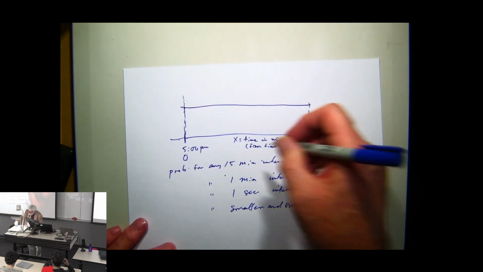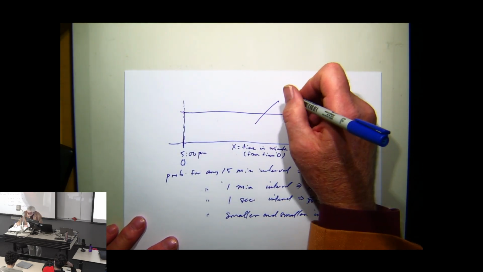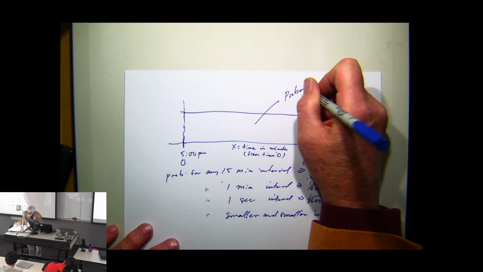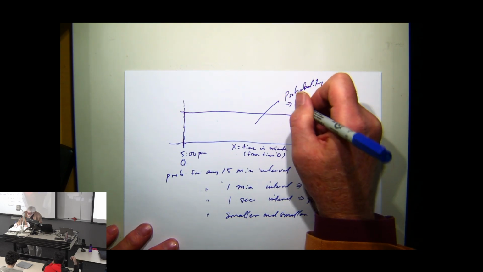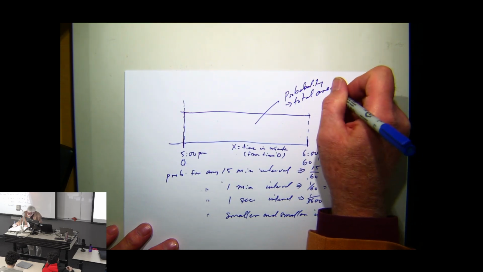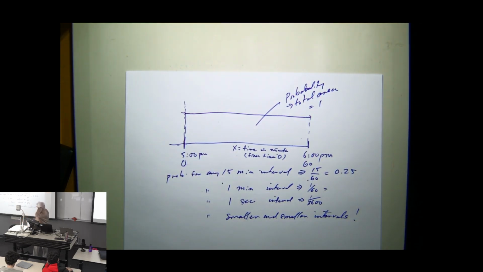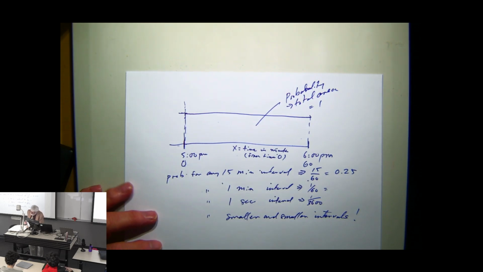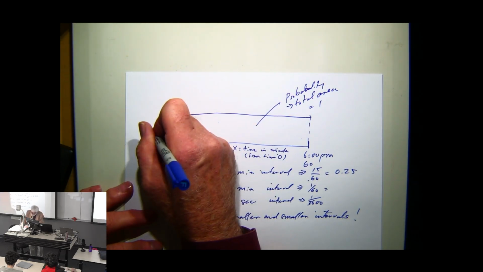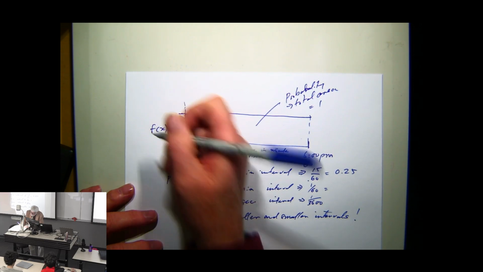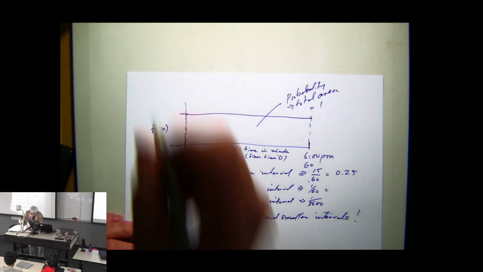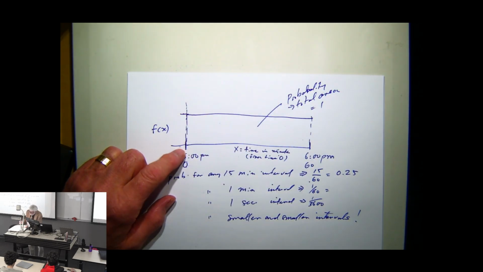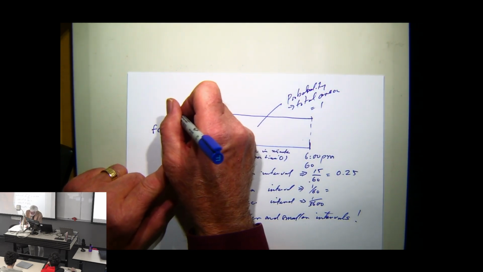So what do I need to do to make this total area equal to 1? This is a probability here. Total area is equal to 1. And so this thing here, which I'm going to call little f of x, if this is 60 long and I've got to make the total area 1, this value here has to be 1 over 60.